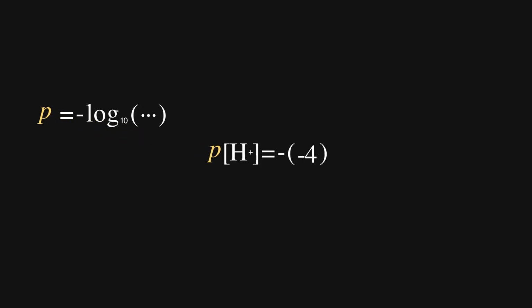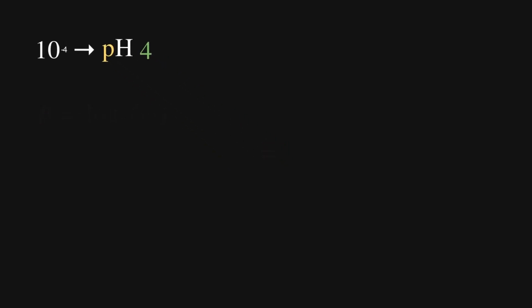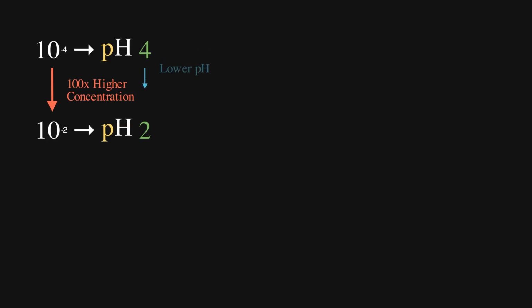But having a scale made entirely of negative numbers is a bit annoying for everyday use. That's where the negative sign in our p operator comes in. It flips that -4 into a nice, clean, positive 4. Notice what this does to the relationships. If we increase the concentration of hydrogen ions from 10 to the -4 up to 10 to the -2, which is a 100-fold increase, the pH goes from 4 down to 2. This is the source of that counterintuitive rule: a higher concentration means a lower pH.